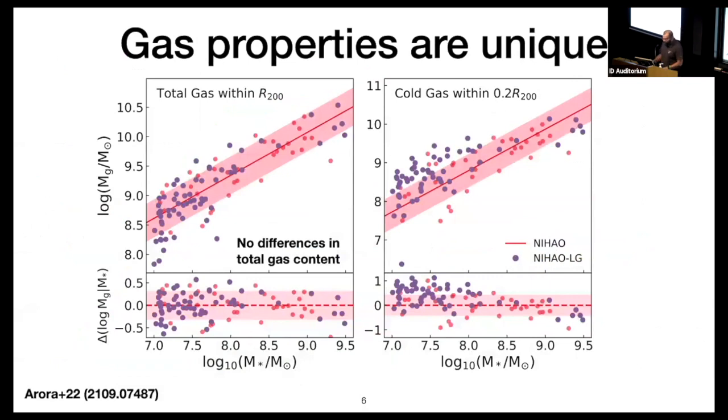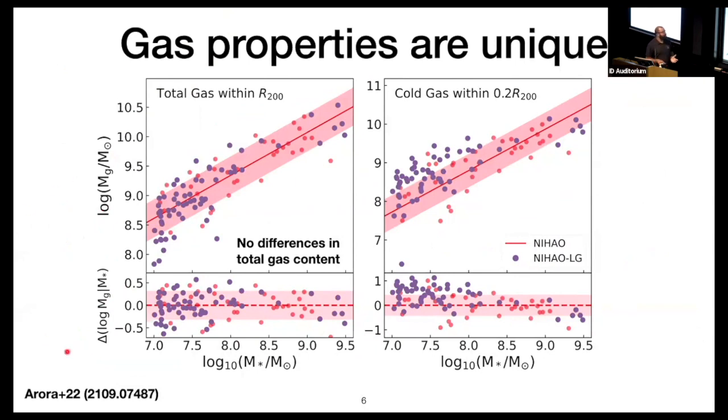So the first thing about the local group is the gas properties are unique. What I'm showing here is stellar mass on the x-axis and gas mass on the y-axis. The left panel shows you all of the gas within a dwarf halo, and the right panel shows you just the cold gas within the central parts.